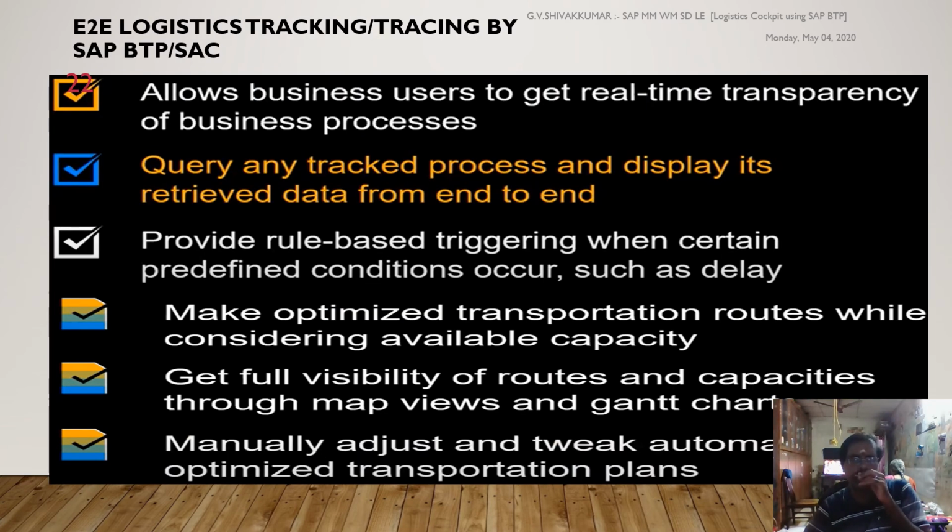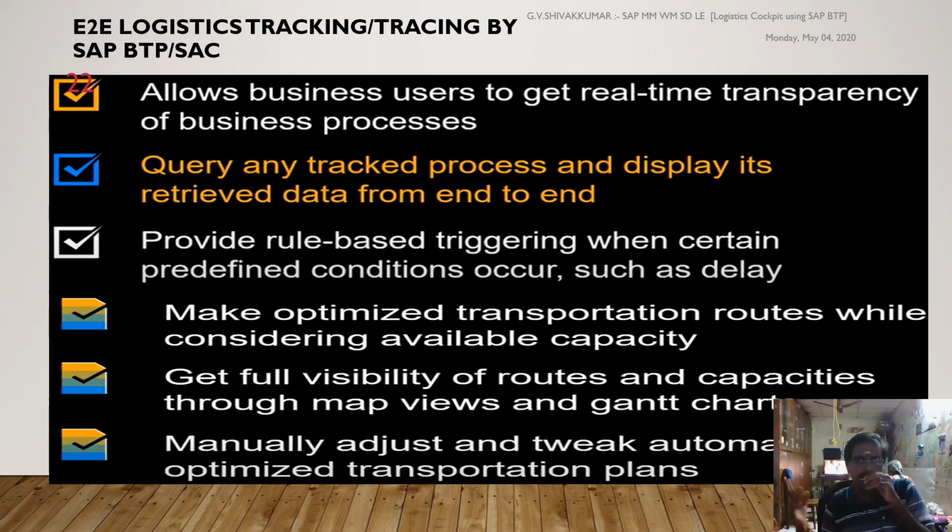Next, what are the remaining merits? It allows a business user to get real-time transparency of the business process, and to query any tracked process and display its retrieved data. Whatever data you receive, you can retrieve end to end, and provide rule-based triggering when certain predefined conditions occur, such as delays or mishaps. The rule-based triggering can then prompt action or optimize the operation by avoiding delays. Quicken the process.